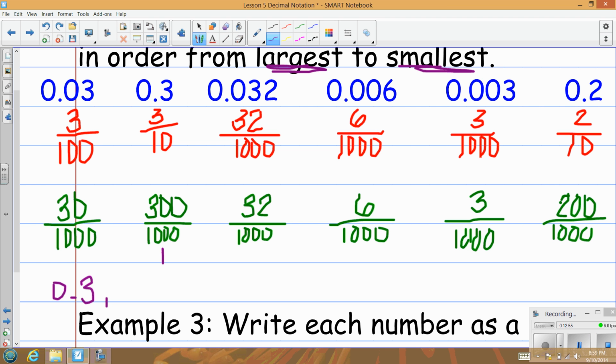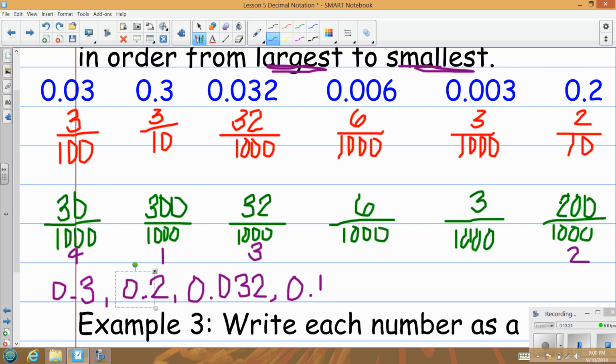Then I'm going to go to the 200 over 1,000, because now I have 200 to split 1,000 ways. So it's going to be 0.2. Then I go to the next biggest, which is going to be 32. So that's number 3. So it's going to be 0.032. Then I go to my 30. So that's going to be 0.03. Then I have 6. So 0.006.